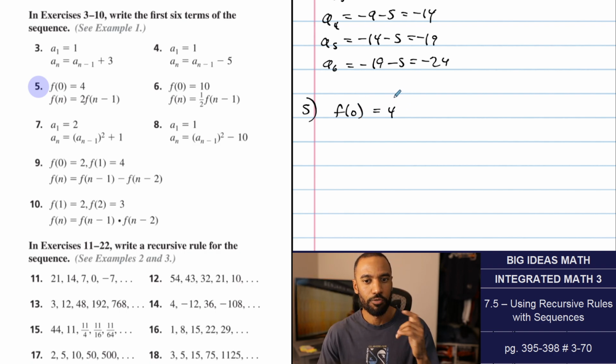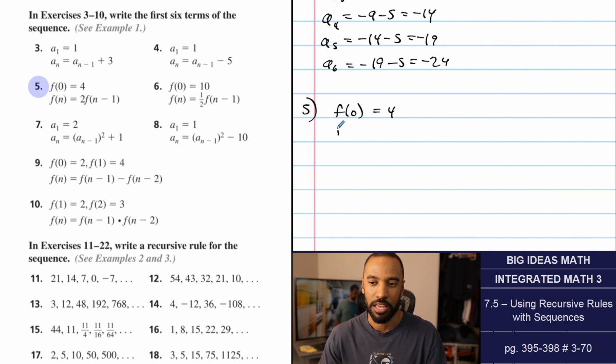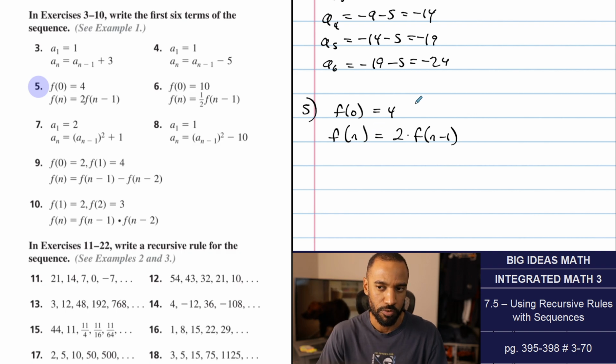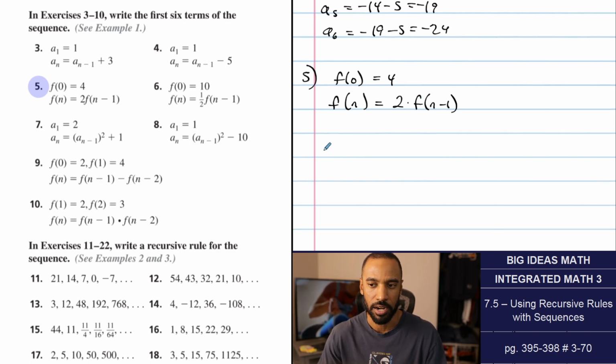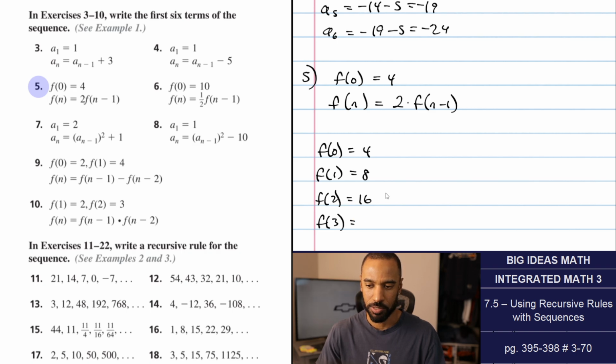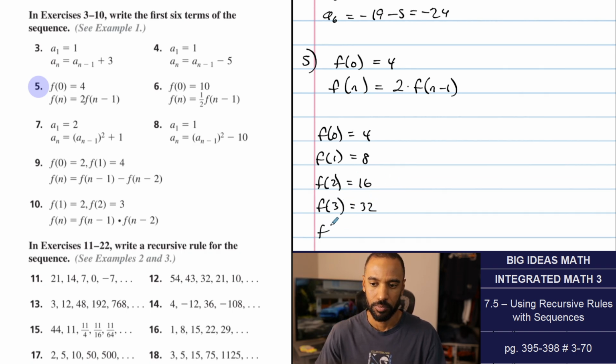All right, f of 0 equals 4. I do believe they're referring to that as your first term regardless. F of n is 2 times f of n minus 1. So what this means is, again, 2 times the previous term, just because they use function notation means no change in that otherwise. So f of 0 is 4. F of 1 is 4 times 2. Okay, so that'll be 8. F of 2 is 8 times 2. F of 3 is 16 times 2. F of 4 is 32 times 2. F of 5 is 64 times 2.